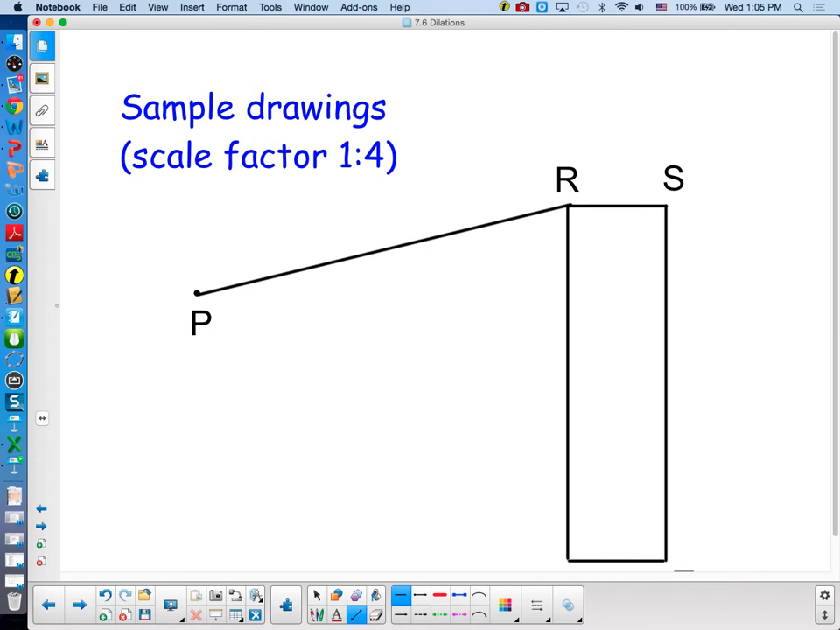You have $10. What's a fourth of it if you're sharing it with 4 people? Why would you share that? 2.5, so 2.5. So now from P, with your ruler, measure where your 2.5 is. And that's going to be R prime.